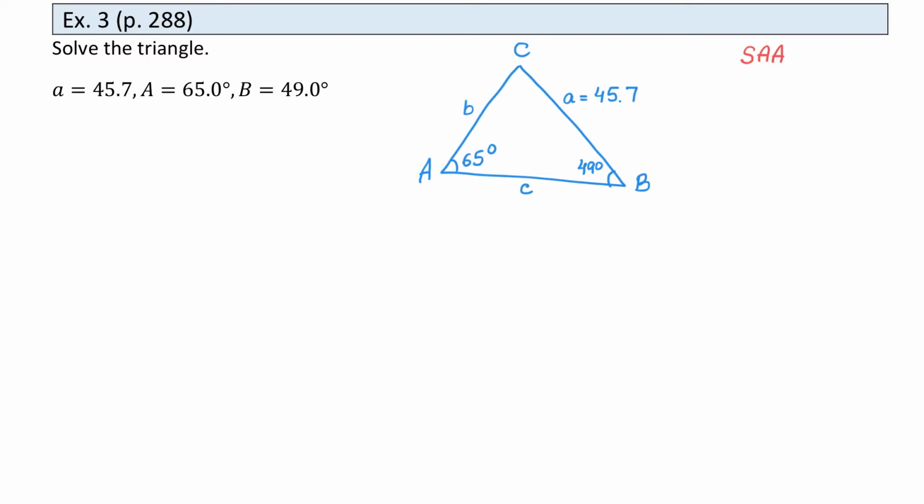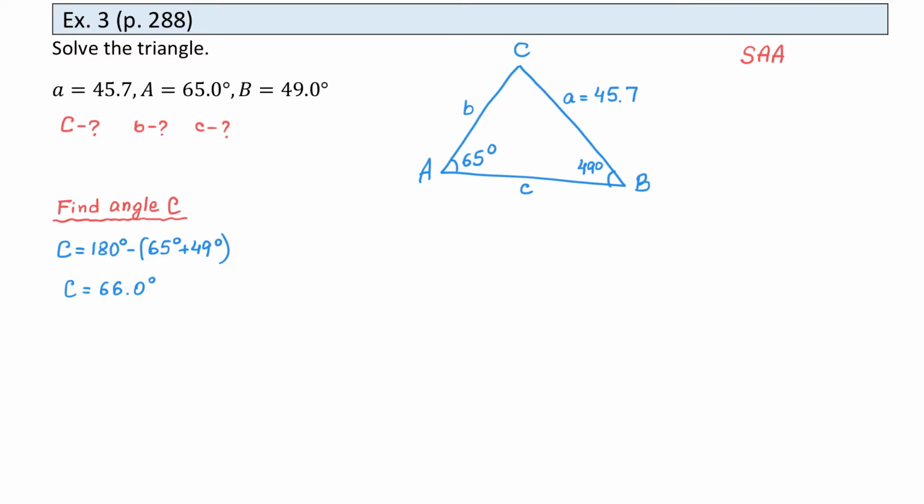So now let's solve this triangle. We will need to find angle C, side b, and side c. Just like when solving right triangles, there is not necessarily only one way of starting this problem. We could start it by finding a side, or we could start it by finding angle C. To find angle C, we need to subtract the other two angles from 180 degrees. So let's do this first. Angle C equals 180 degrees minus the sum of the other two angles, 65 and 49. Then angle C equals 66 degrees, or 66.0 degrees to keep the same amount of significant digits as the given angles.